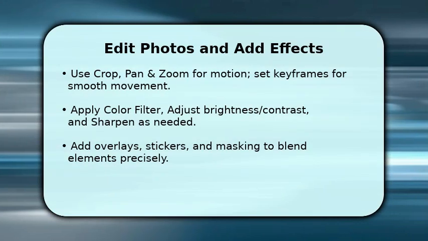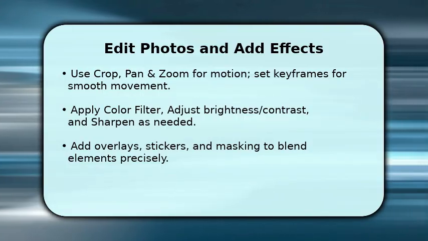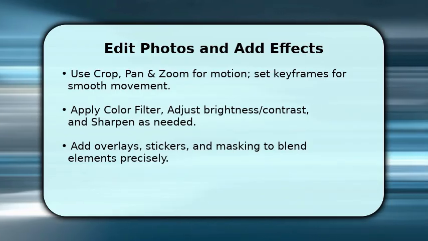You now refine each photo. Tap crop and use pan and zoom to create parallax movement. Add keyframes to control speed and easing, because motion sells static images. Next, open color adjust and tweak exposure, contrast, and saturation to match scenes. Subtle sharpening improves perceived detail.